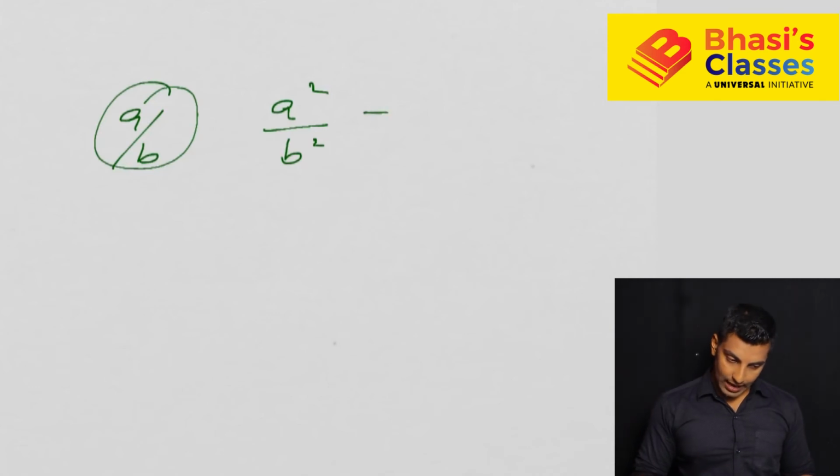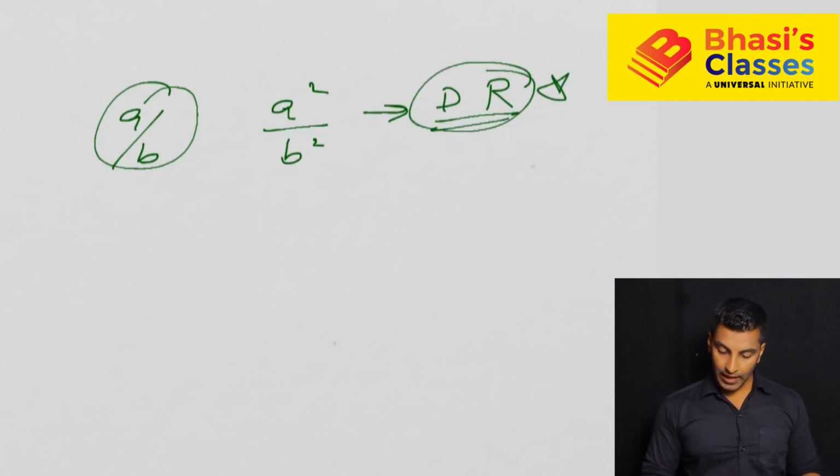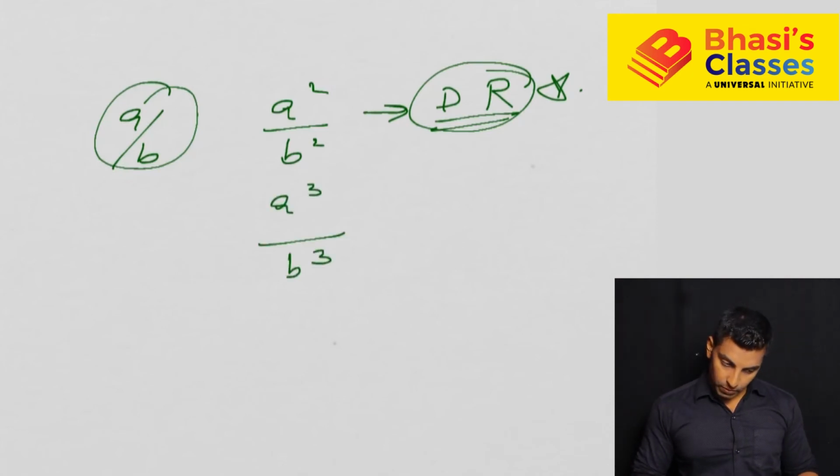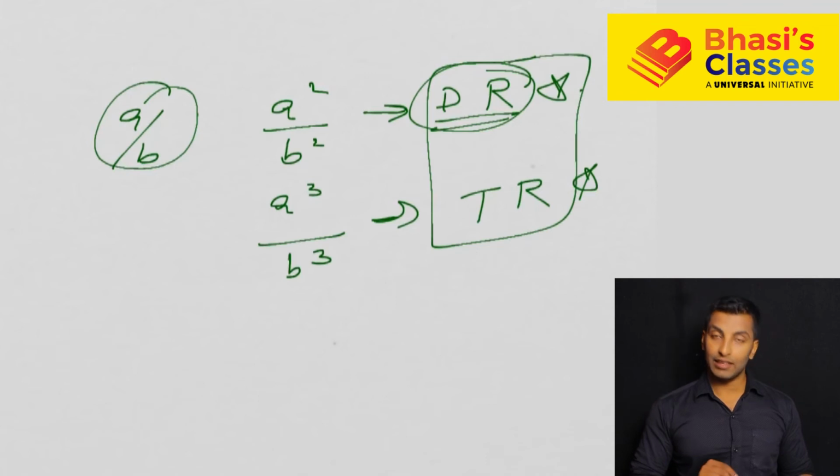So what you get is a square by b square. What we call this is the duplicate ratio. Okay, this word needs to be understood. Now if it is 3 times, that is a cube by b cube, you call it the triplicate ratio.